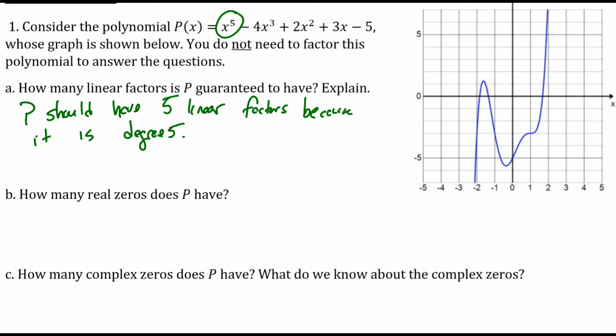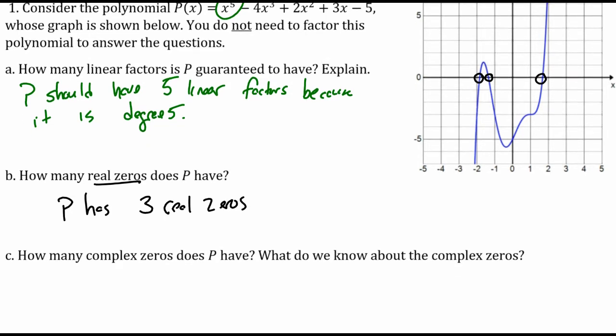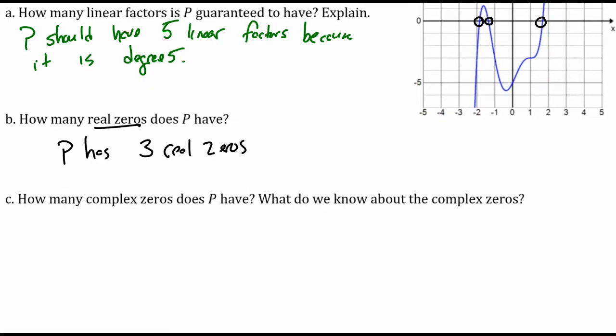How many real zeros does p have? Well, the real zeros are where I hit the x-axis. 1, 2, 3. P has 3 real zeros. You see the real zeros on the x-axis. How many complex zeros does it have? Well, if I have 5 factors, and 3 of those factors give me 3 real zeros, then I need 2 complex zeros. P has 2 complex zeros that I can't see.